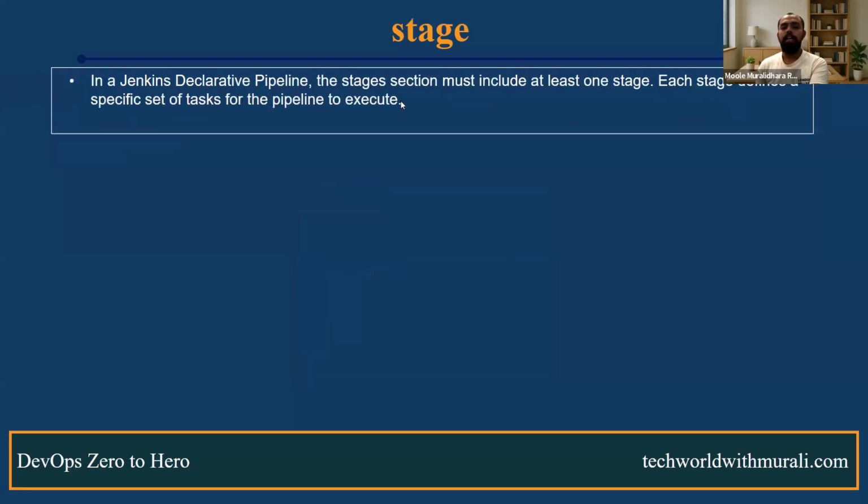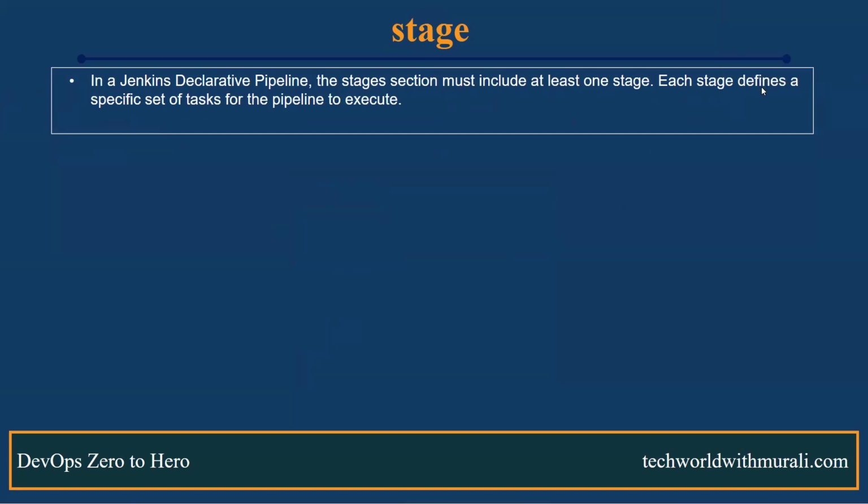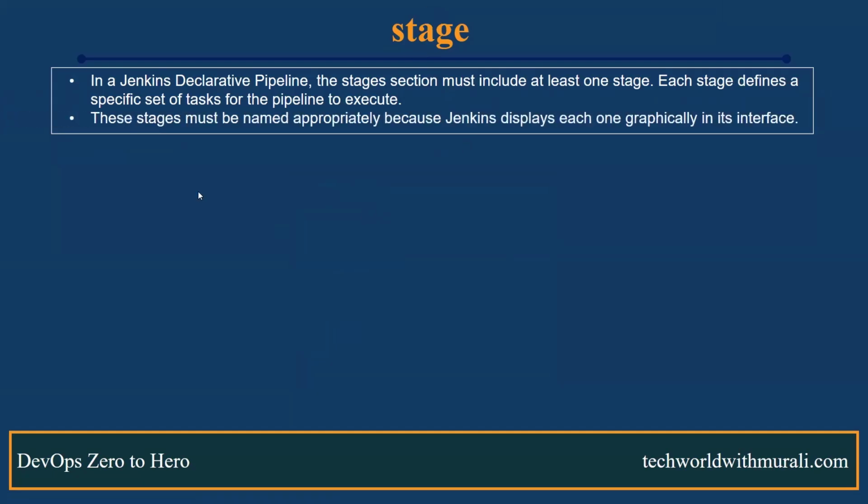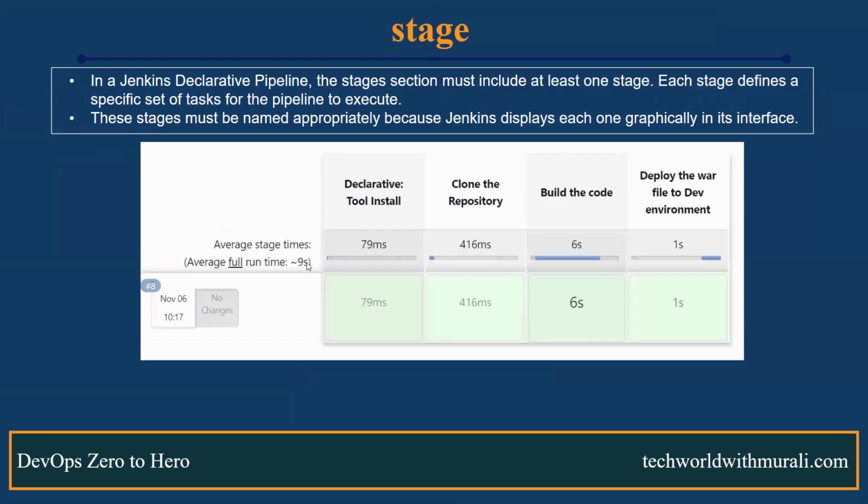Stage, right? Inside the declarative pipeline, inside the particular stages, we can define multiple stage blocks. Understand, right? And here you can see the example. I have defined that in a diagram as well. Here, clone the repository, this is one of the stages. Build the code, this is one of the stages. And deploy the WAR file to the Tomcat environment, that is one of the stages. We can define those inside the stages.